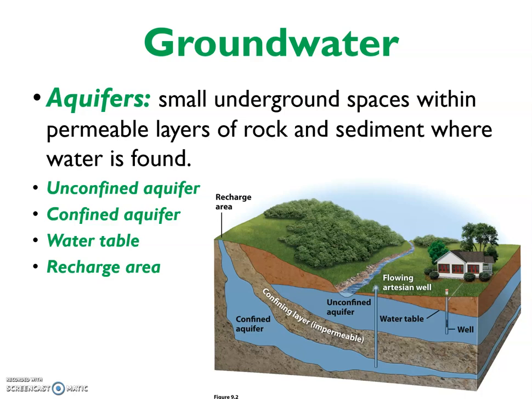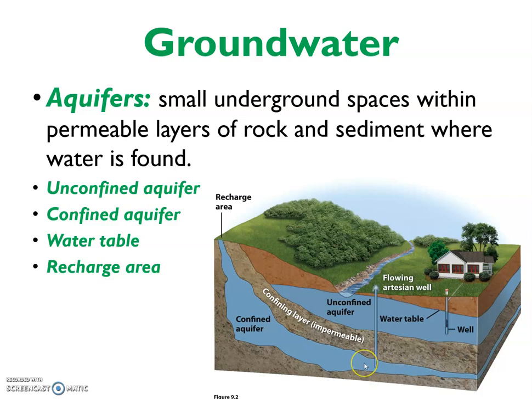So the second type of aquifer is the confined aquifer. A confined aquifer is one that has a confining layer or impermeable layer of rock. So it usually has just a very small recharge area, only a small amount of space relative to the general size of the aquifer where the water can refill or recharge the confined aquifer.